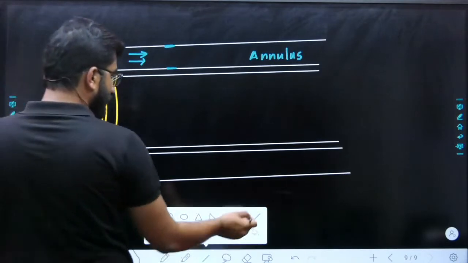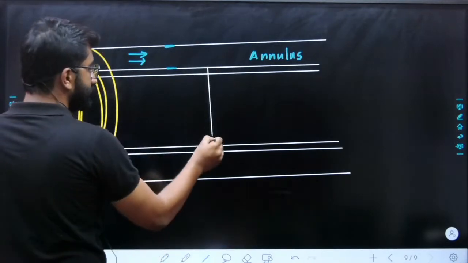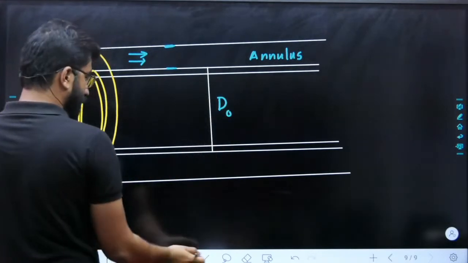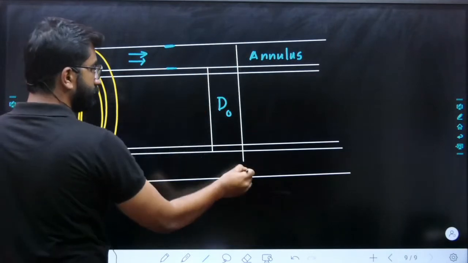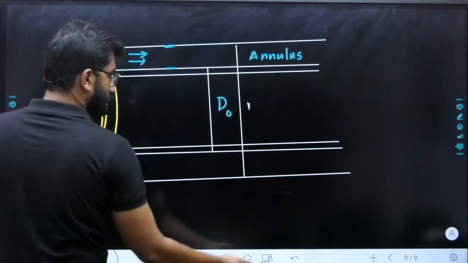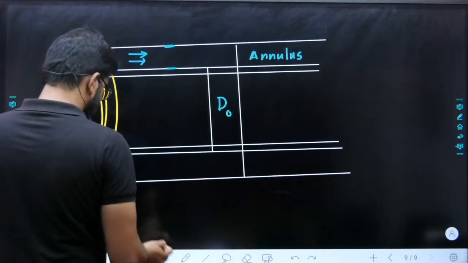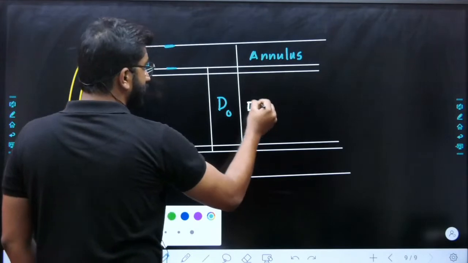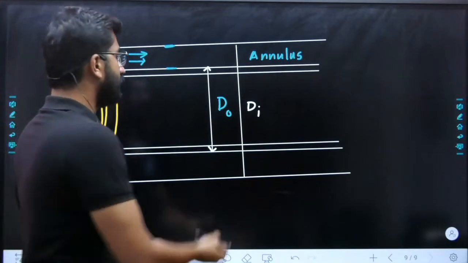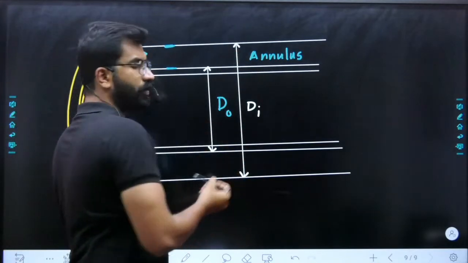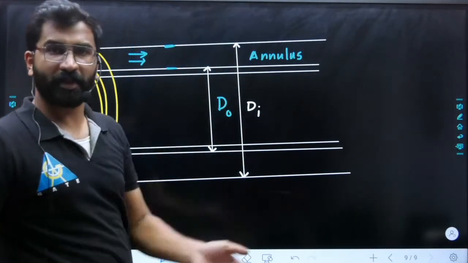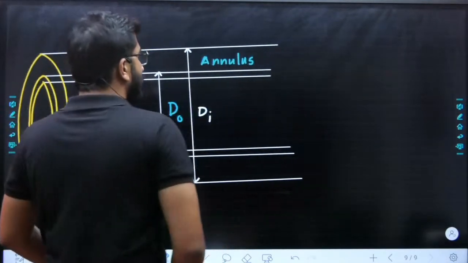So we are saying this diameter is D naught and this diameter is DI. Sorry, this is DI. What are DI and D naught? This is the outer diameter of the inner pipe, and this will be the inner diameter of the outer pipe. Which value will be more? DI will be more, right? It is the diameter of the outer pipe, okay? So it will be the inner dia of the outer pipe.